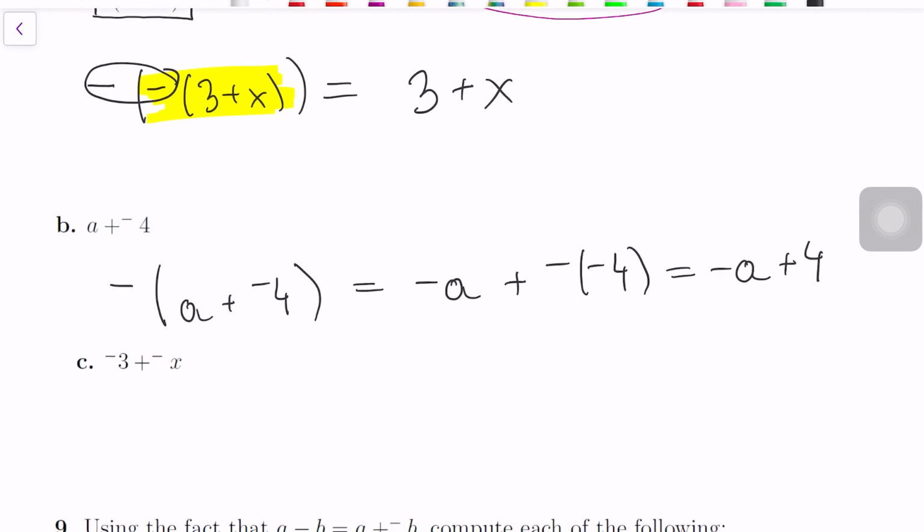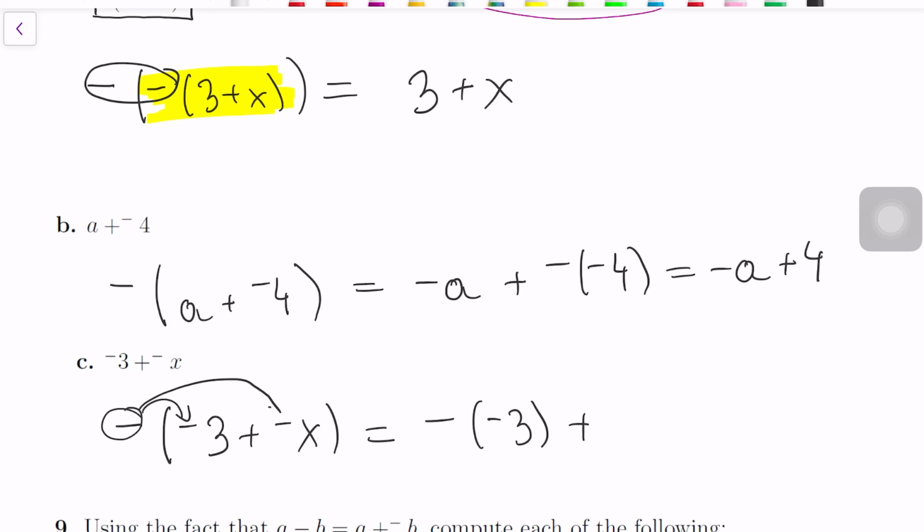And here we again want to find the additive inverse, which is the opposite of this given thing. Again, I'm going to distribute this minus, and that's going to give me 3 plus x.